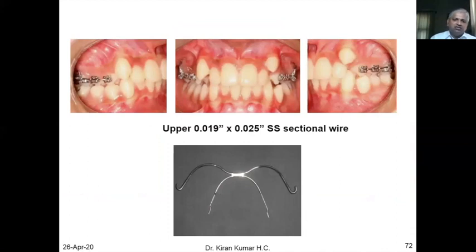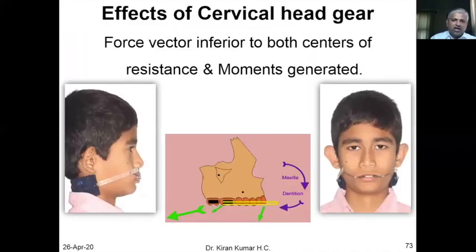Distalization of the arches can be done using headgears or inter-arch mechanics, because we wanted to utilize the growth, in this case, to offset the growth direction. So in this case, the force vector is inferior to the centers of resistance of both the maxilla and the maxillary dentition. Since this force is acting in a distal direction, below the center of resistance of the dentition and the maxilla, a clockwise movement is generated.